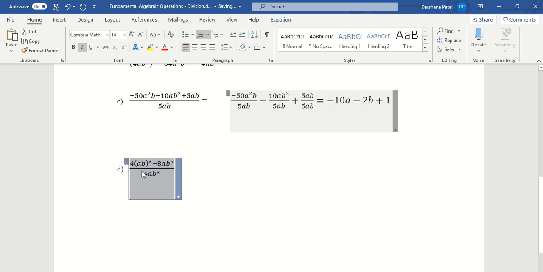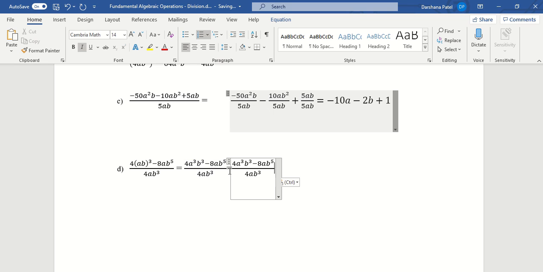Let's look at one more. So for this one, again, it is a polynomial divided by a monomial. So we'll separate it. But before we separate it, I see a bracket there, so we can get rid of the bracket. How? The cube applies to a and b both inside the bracket. So it will be like this, a cubed and b cubed. Okay. And now if we were to separate this, we get 4a cubed b cubed divided by 4ab cubed, subtract 8ab to the 5 divided by 4ab cubed.